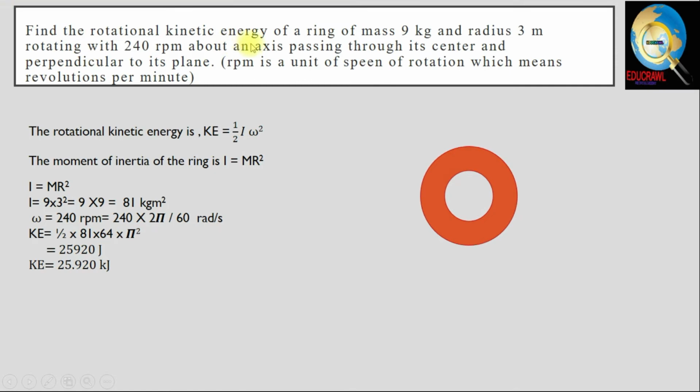The next problem: find the rotational kinetic energy of a ring of mass 9 kg and radius 3 meter rotating with 240 rotations per minute about an axis passing through the center. You can see the rotation in the animation. RPM is the unit for rotation, which is the speed of rotation per minute.